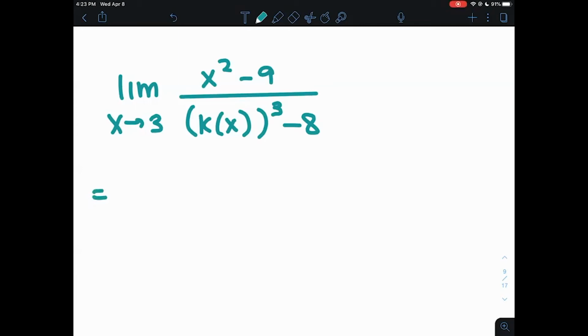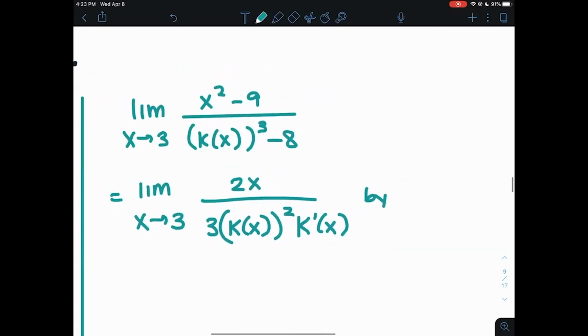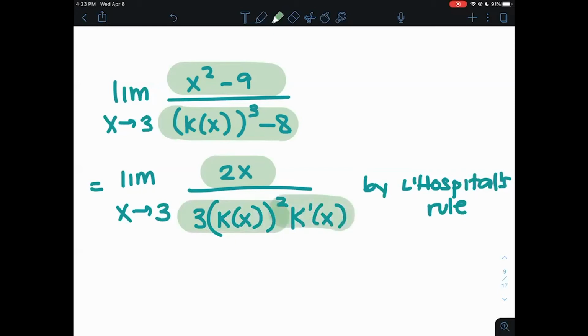I know that this equals the limit as x approaches 3 of 2x divided by 3 k of x squared times k prime of x, because I applied L'Hopital's rule. So what we just looked at: x squared minus 9, derivative is 2x. k of x cubed minus 8, well, 8 is a constant. It's not going to bring us anything helpful. k of x cubed, that's going to be a chain rule situation. k of x cubed has a derivative of 3 times k of x squared times the derivative, k prime of x. So I applied L'Hopital's rule, got this new limit.